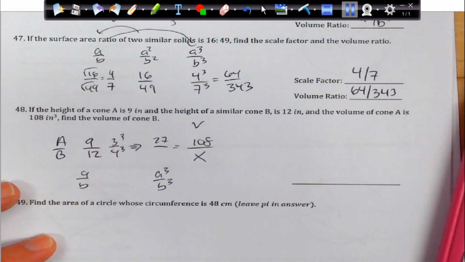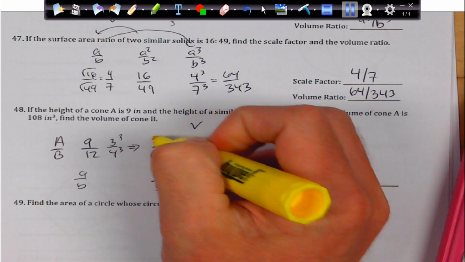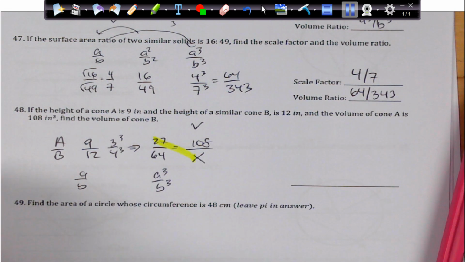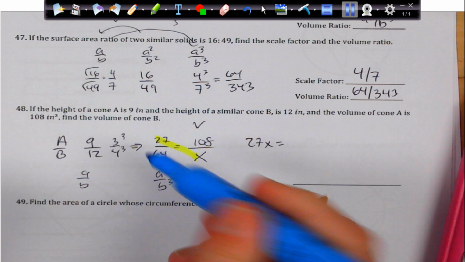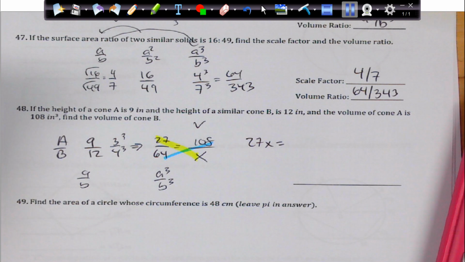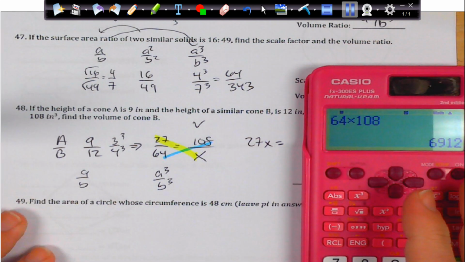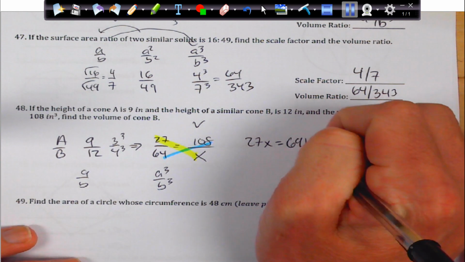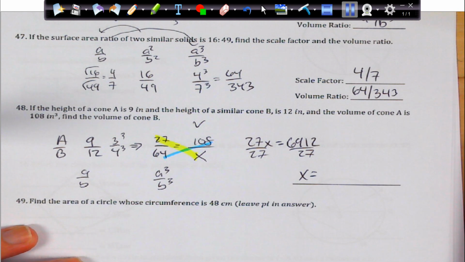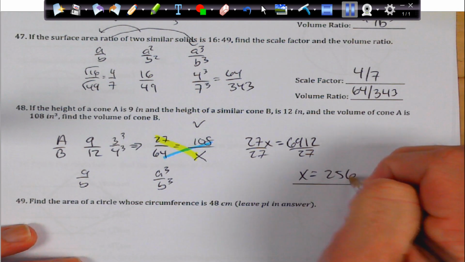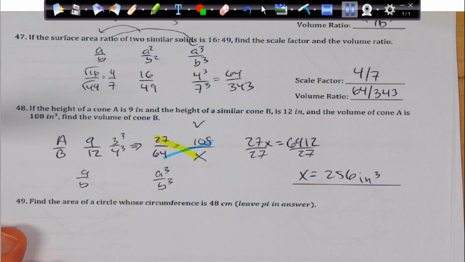And now we have a volume ratio set equal to my volume. And then we just cross multiply. 27 times x equals 64 times 108, which I just do on my calculator real quick, which is a large number, 6912, and then we divide by 27, and we should get 256 cubic inches for my missing piece. I called it x, but really it's the volume of cone B.